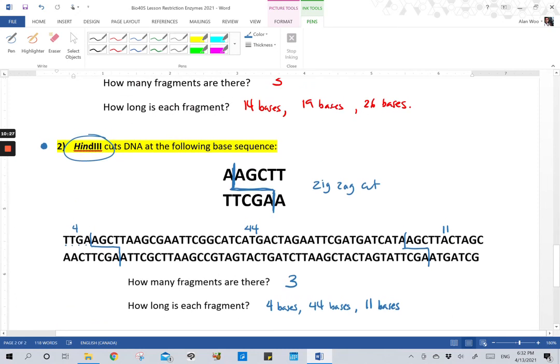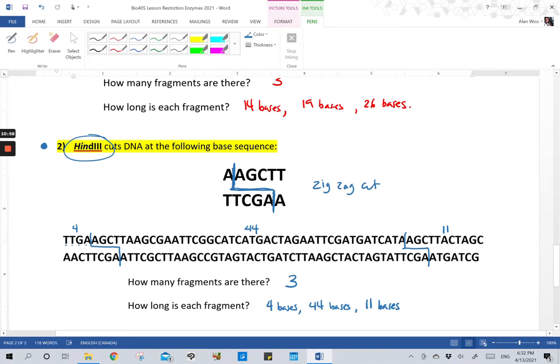So here, the first fragment had 4 base pairs. The middle fragment has 44. Okay, so this one's a very large fragment, and then the last fragment has 11. Okay, so if you have the same number of fragments and the same number of bases, then you have cut everything correctly.